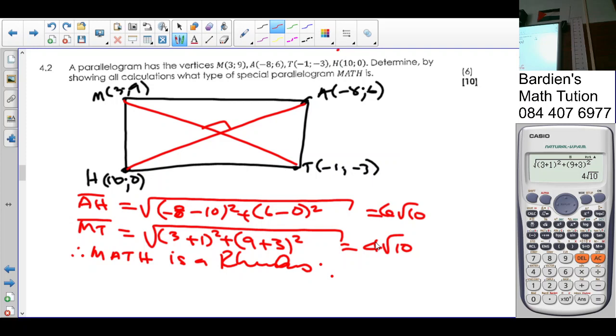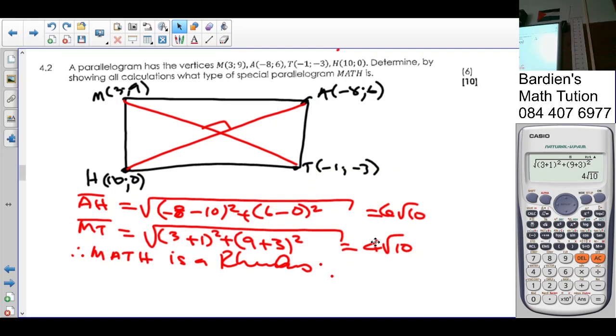Otherwise, if we had done more calculations by proving that that is 90 degrees, then you would get more marks as well, if you had gone the route first. Does it make sense? When you do that 90 degrees, to check the gradient of MT and AH, you'll see you multiply, you get negative 1. So if that is 90, it could be a rhombus or a square.